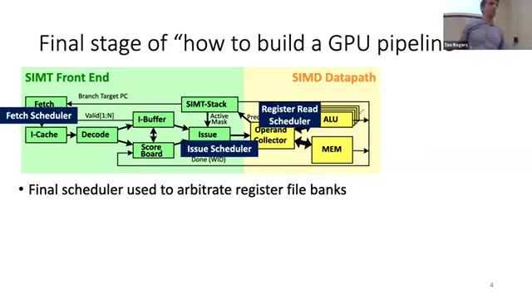Just to remind ourselves where we were at the end of last lecture, we had built up this in-order pipeline that is massively multi-threaded, that's executing warps. We mentioned that there are going to be 3 schedulers inside this thing: one at fetch, one at issue, and then another one that orchestrates register file reads. We haven't talked about explicitly how this works yet, but this is what we're going to study today, okay?